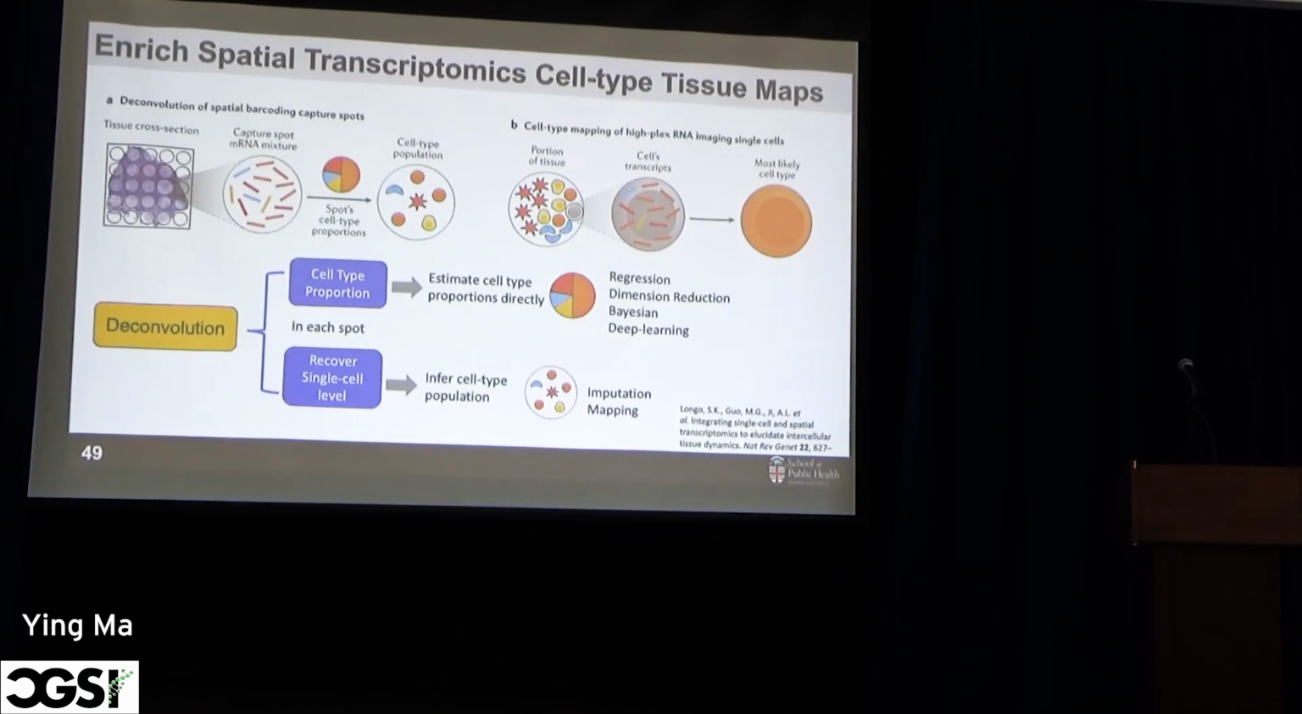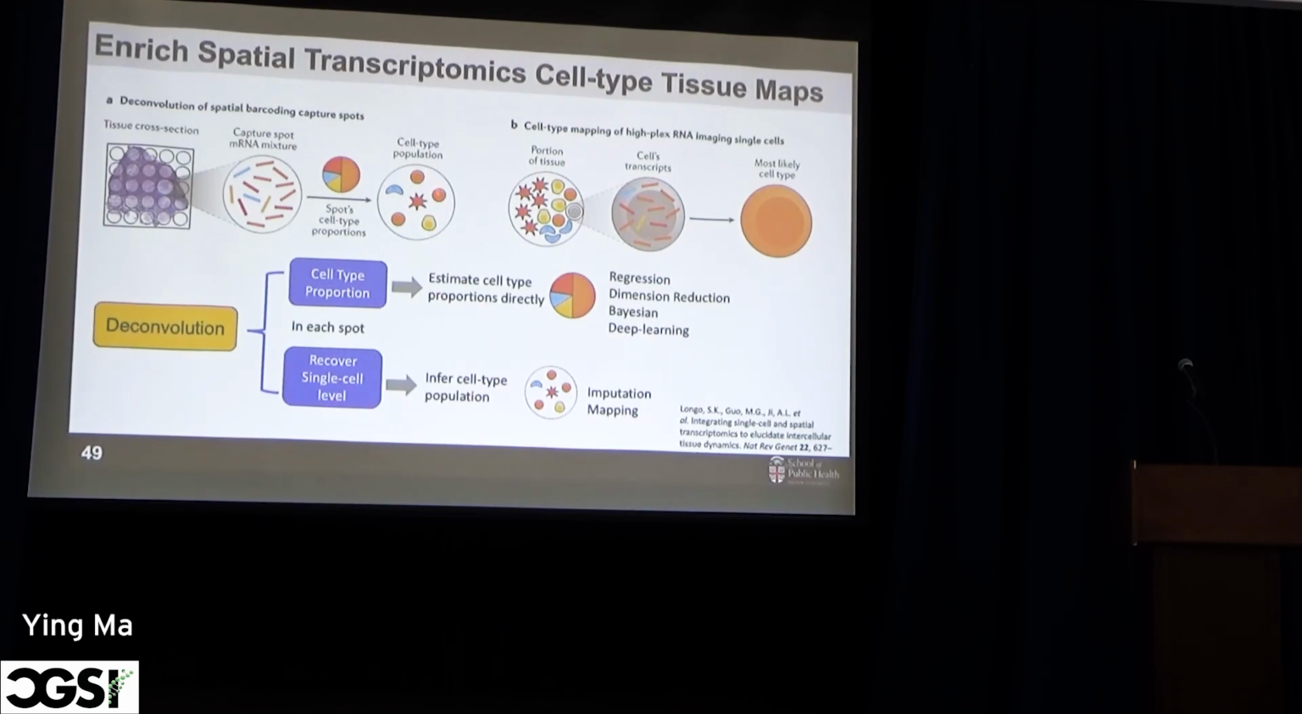So let's summarize the two differences between the cell type proportion and the single cell level task. The goal is to enrich the spatial transcriptomic cell type tissue maps. So here is still the pipeline for this Visium technology. Each spot, represented here as a circle, actually captures multiple mRNAs, which is an mRNA mixture. And current deconvolution methods estimate the proportion, but we still don't know the exact single cell expression in each location. So that's why we still need methods to recover the single cell level expression.